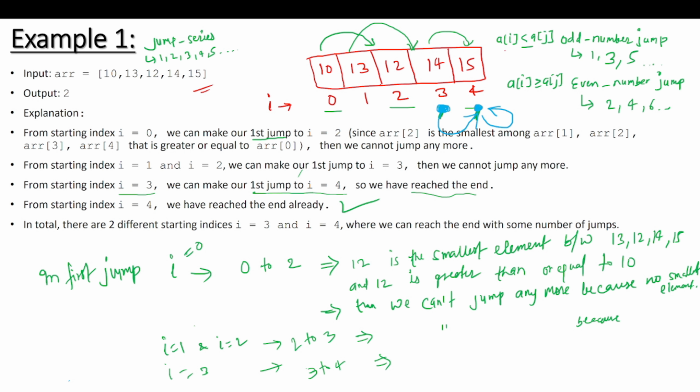Let's continue. When we are talking about the odd numbered jumps, the element at i is always less than or equal to the element at j. You got my point? The current element is always less than the element we jump to, the smallest one, in the odd numbered jumps 1, 3, 5 and so on. If you talk about the even numbered jumps, the current element is always bigger than the element we are going to jump to.